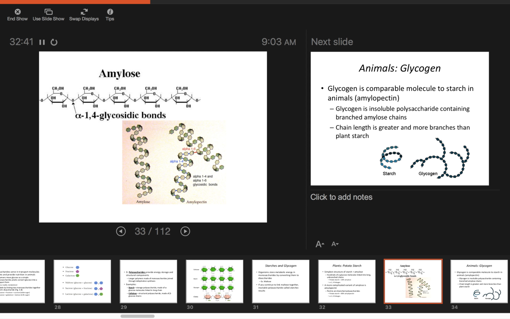Now, glycosidic bonds are just the type of bond that forms between two sugar monosaccharides. So it's just a sugar bond. With me so far? So alpha, because it's upright. Amylose is just a straight chain starch molecule in plants. However, plants also have the ability to make it more complex by adding side chains, in this case right here.